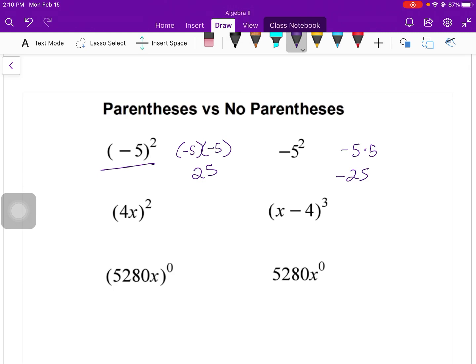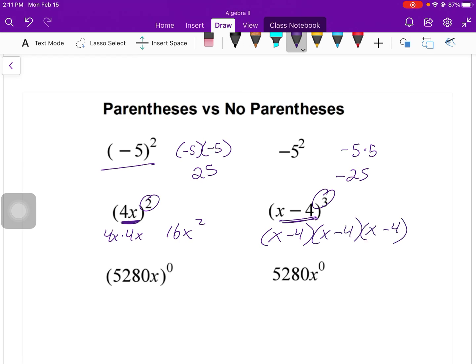Like the second one here, it means I'm going to square both 4 and the x. So 4x times 4x, 16x squared. Okay, so if squared means to write this thing out twice, cubed means to write this out 3 times. And hopefully that's kind of fresh in your memory. We did that about, well, I guess it's about 3 months ago, 2 months ago. Okay.